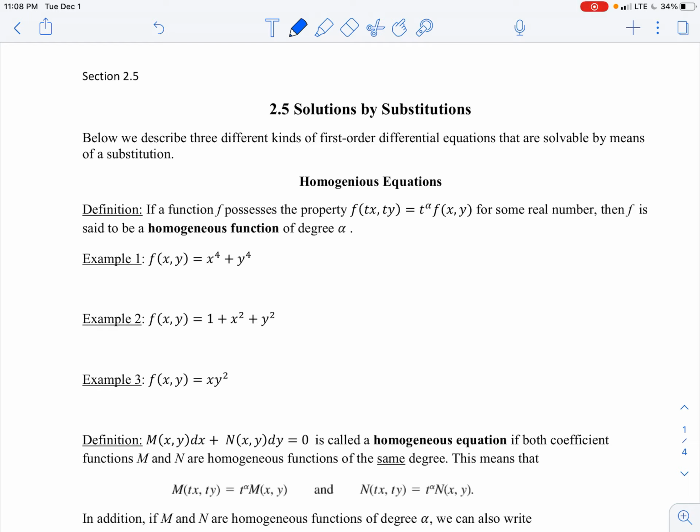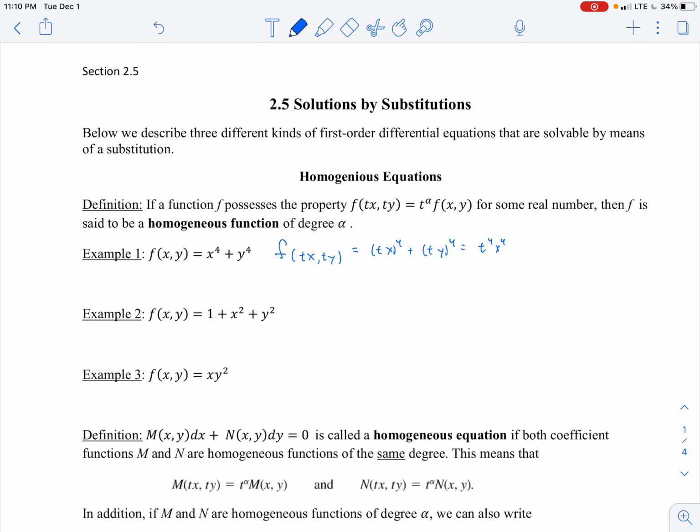We have f of x, y. If we want to check to see if it's homogeneous, every term is going to be of the same degree. That's basically what it's saying. So I'll show you what that looks like. We have f of tx, ty. Wherever there's an x, we put tx, so tx to the 4th, plus wherever there's a y, we put ty to the 4th. We get t to the 4th x to the 4th plus t to the 4th y to the 4th, and we can pull out that t to the 4th, and then we get x to the 4th plus y to the 4th.